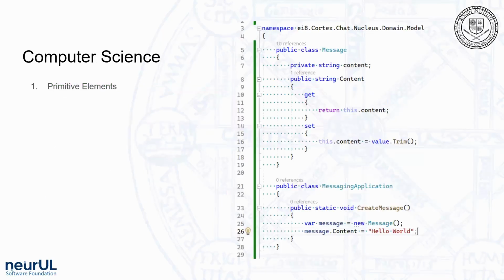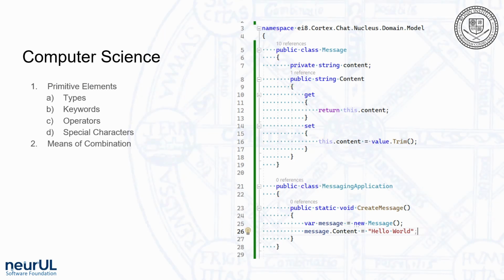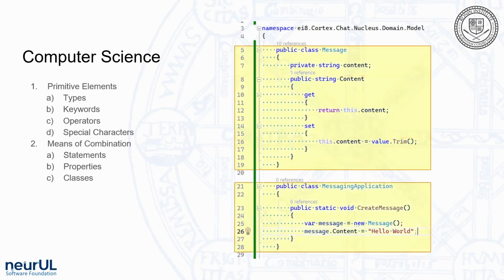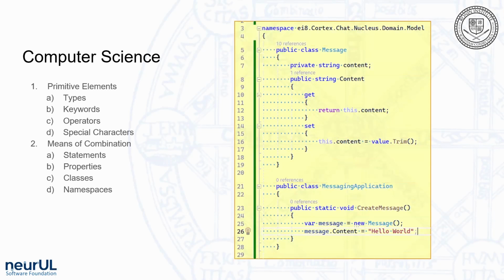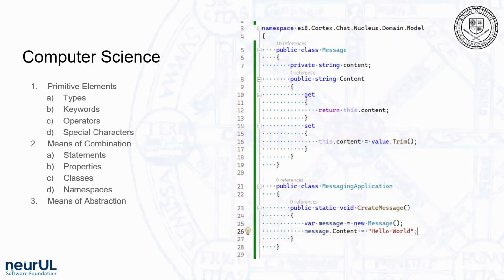Primitive elements are fundamental language elements of a programming language that serve as its foundation. In C#, it includes types, keywords, operators, and special characters. These primitive elements can then be combined into compound elements by using structures such as statements, properties, classes, and namespaces. Finally, as a means of abstracting by which compound elements can be named and manipulated as units, in C# we have identifiers.